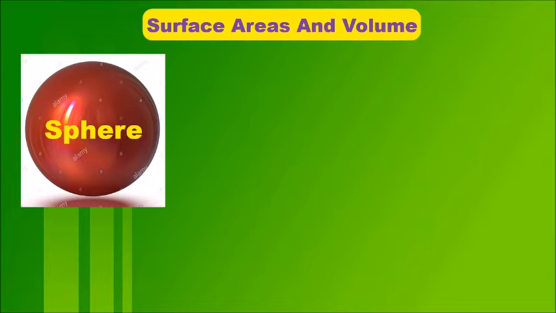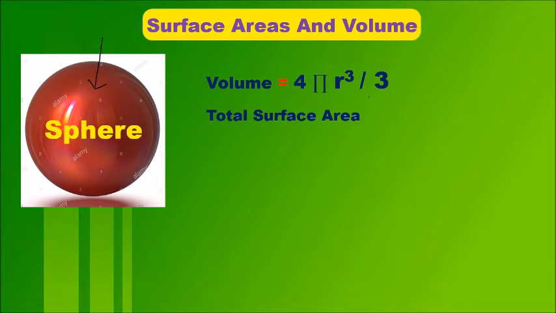Now the next geometrical shape is sphere. A sphere has only curved surface. It has only one surface, that is curve. If the radius of this sphere is r, then the volume of sphere will be equals to 4 pi r cube upon 3, or we can say that 4 upon 3 pi r cube also. Since it has only one surface, so we can write here surface area of this sphere or total surface area of this sphere is equals to 4 pi r square.